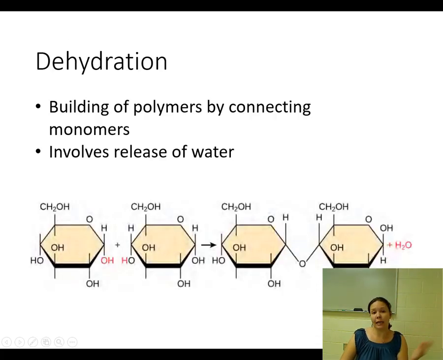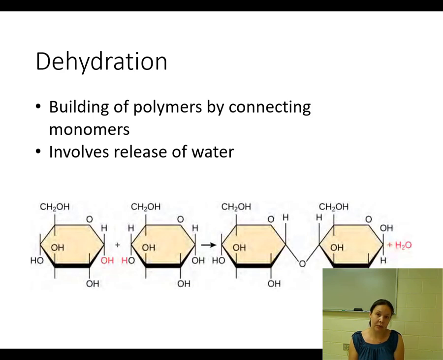So how do we build and break down these large biological molecules called macromolecules? Another way to refer to these macromolecules is polymers. And we create or build polymers in the cell by connecting smaller pieces together, and the smaller pieces are called monomers. So monomers are your building blocks for larger molecules called polymers.